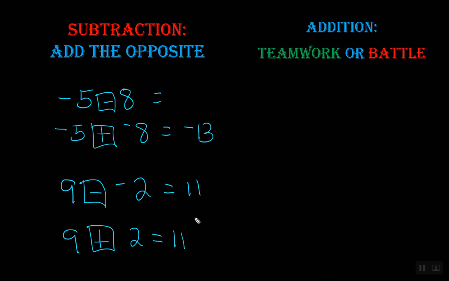I know this is confusing, and it will take a while for your brain to adjust because it just feels so backwards. But this really is the rule. If you have a subtraction problem, you are going to add the opposite every time. And once you have an addition problem, you're going to go back and use those addition rules.